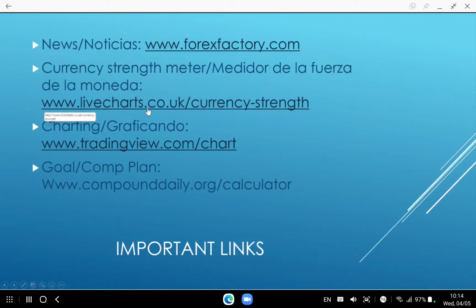Livecharts.co.uk/currency-strength is going to tell you the strengths of the currencies that you're trading. And tradingview.com/chart is where you're actually going to be marking up your charts. Then we also have the compounddaily.org calculator. This is going to give you a goal plan. You can put in your starting amount with your broker, and then it'll give you your daily goal. You can put in your 90 days, and it's pretty cool to see how far you'll be in 90 days if you follow your goal exactly.